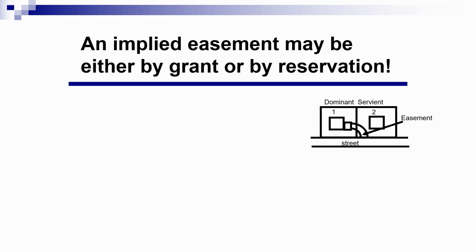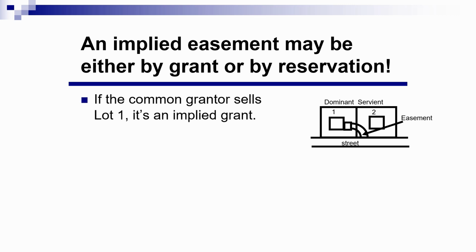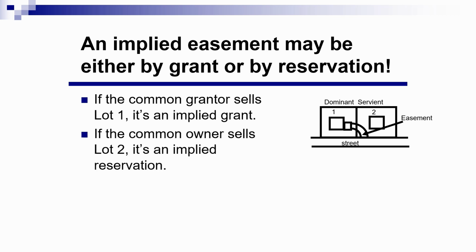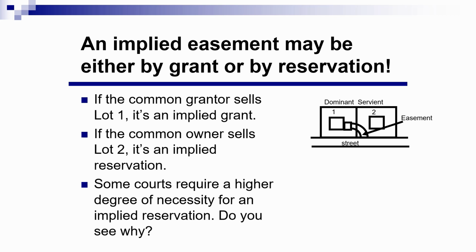An implied easement might be created either by a grant or by a reservation. It depends on which lot is sold first by the common owner. If the common owner sells Lot 1, then the easement that arises would be an implied grant. If the common owner sells Lot 2 first, then it would be an easement by implied reservation. It's interesting that some courts require a little higher degree of necessity for an easement by implied reservation than one for an implied grant. Can you think of why that might be?